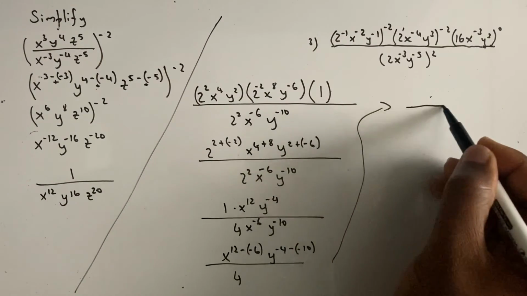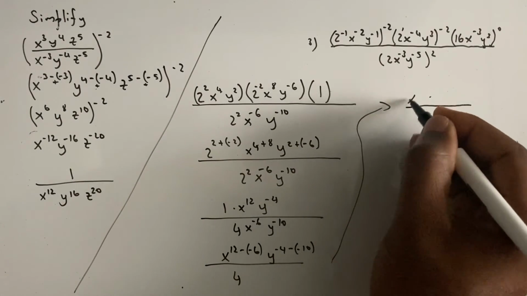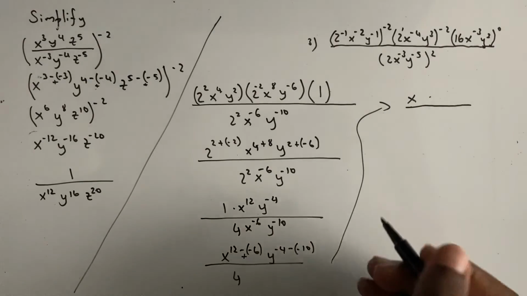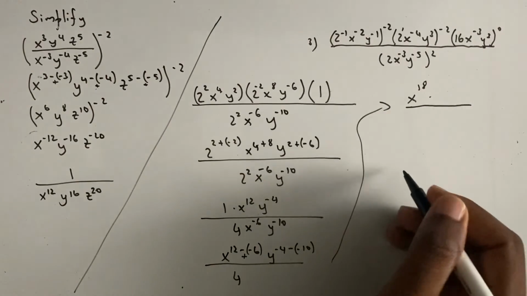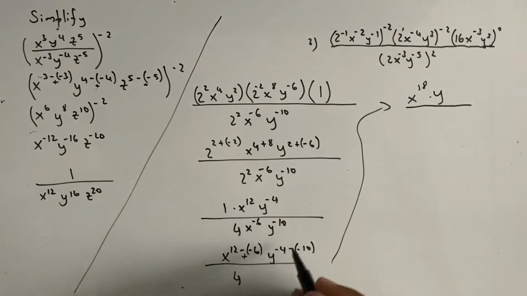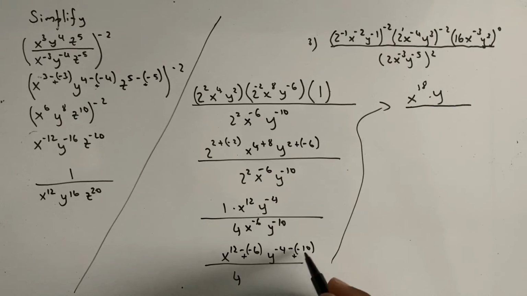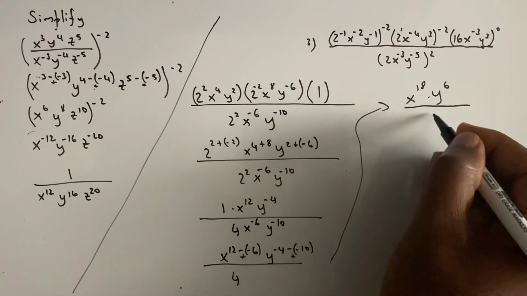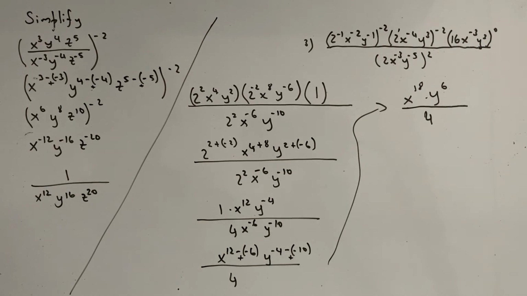So it's x to the 12, this is a plus sign now. So 12 plus 6, which is 18, so x to the 18, y to the negative 4 plus 10, which is 6, positive. So 6, then 4. So this is what you have when you subtract the exponents and simplify. So final answer, x to the 18, y to the 6 over 4. This is your final answer.